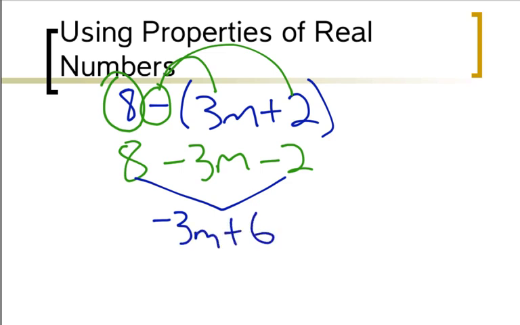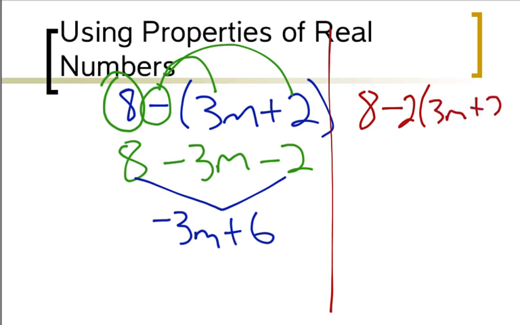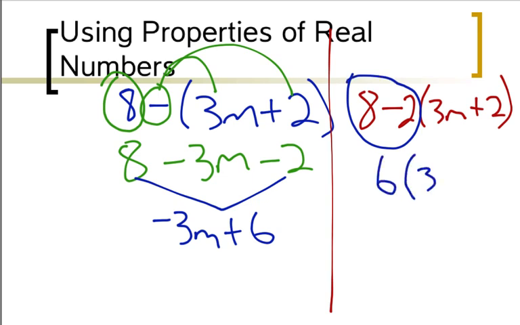Okay. Now let me show you a similar problem, and you can see where people run into more issues. If I had 8 minus 2 times 3m plus 2, what students often do is they combine the 8 and the 2 to make 6, and they'll rewrite it to be 6 times 3m plus 2. Now, this is wrong because you're not following PEMDAS. PEMDAS says you need to do the multiplication first, which is actually going to cause me to distribute rather than do the subtraction to get the 6. So really, really, really watch out for this mistake right here.